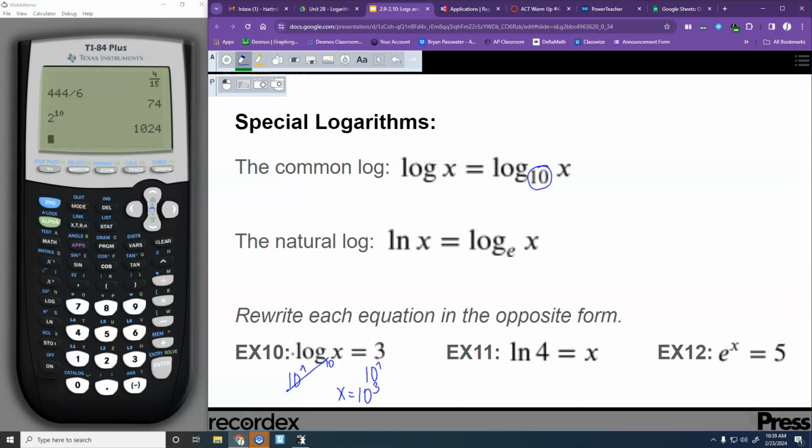Okay. What's the base on number 11? It's E. It's not written there, but it is E. So if I do E to this power here, that cancels out my log on this side. E to the power here. 4 equals E to the x, or E to the x equals 4.